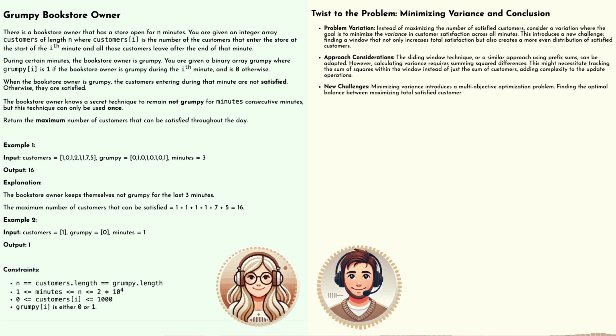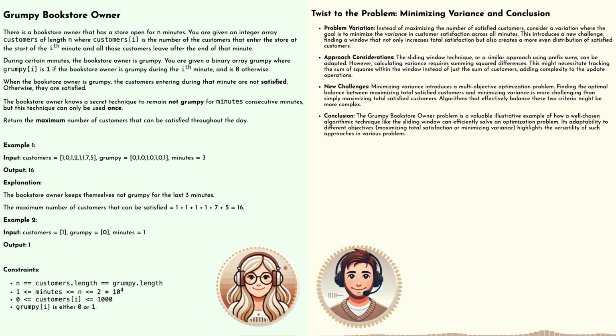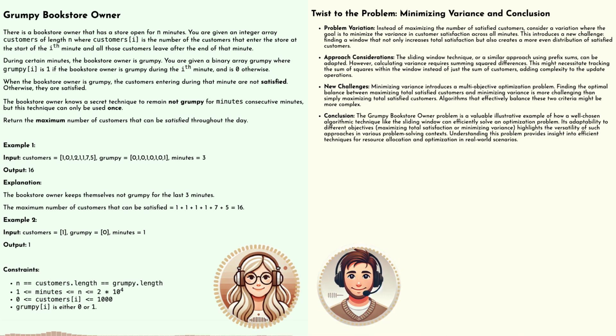Absolutely. But before we wrap things up, I want to leave our listeners with one final thought, a little twist to really make them think. So we've been focused on getting the most satisfied customers we can, like finding the biggest peak of happiness, right? But what if our bookstore owner had a different goal? Like what if instead of the total satisfaction, they wanted to minimize the variance in customer satisfaction, make it more consistent throughout the day? Ooh, that's a really interesting twist.